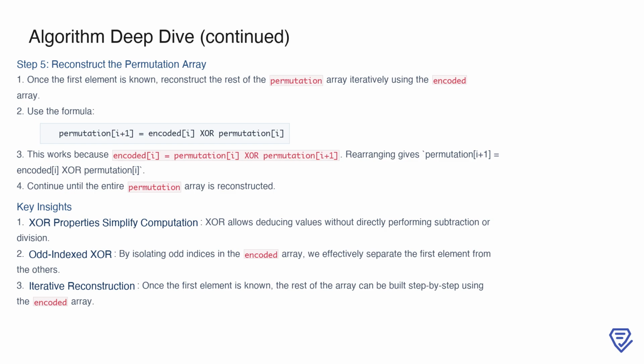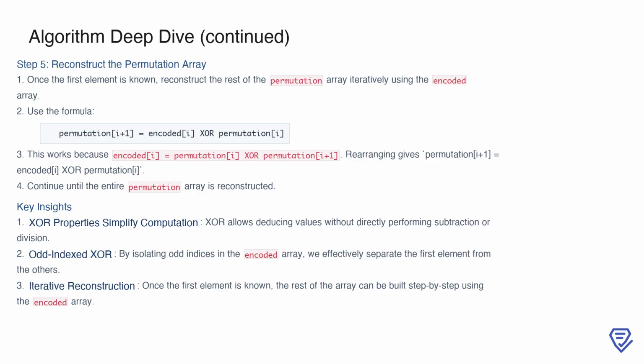Starting with the first element, which we've already calculated, we can use this formula to compute each subsequent element in the permutation array. For example, the second element can be found by XORing the first element with the first value in the encoded array.